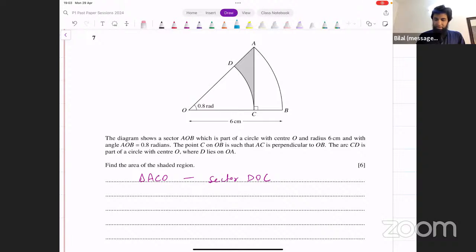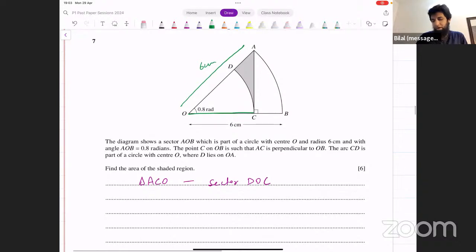Let's think of the sector DOC. What do you need for that? You need the radius and the angle. You've got the angle, but you don't have the radius. Instead, you know that this whole length of the bigger sector is 6 centimeters. If this length is 6 centimeters, this is also 6 centimeters. OA is also 6 centimeters. And if OA is 6 centimeters, you can find OC using trigonometry.